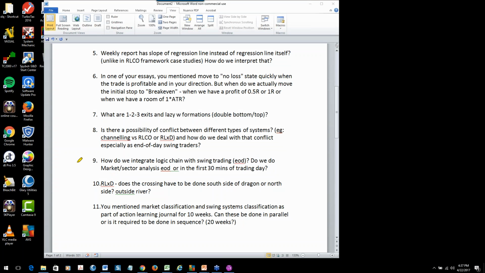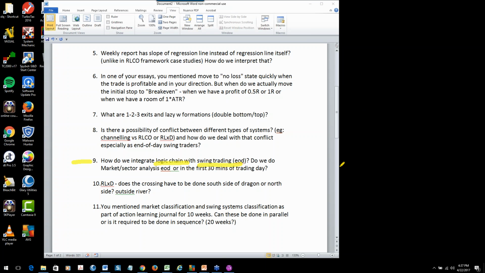How do we integrate the logic chain with swing trading end of day? The logic chain is nothing more than taking a look, for example, at ETF2, looking at the relative strength of sectors and the market, and then you should use the sector and market strength to pick the symbols that can rely on sector and market strength.